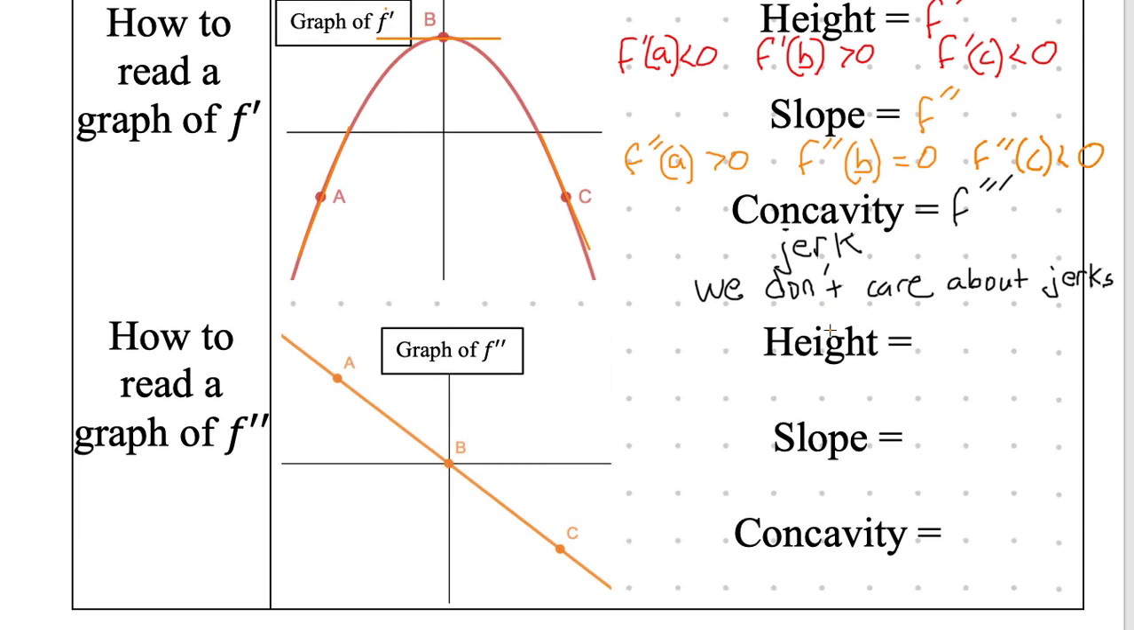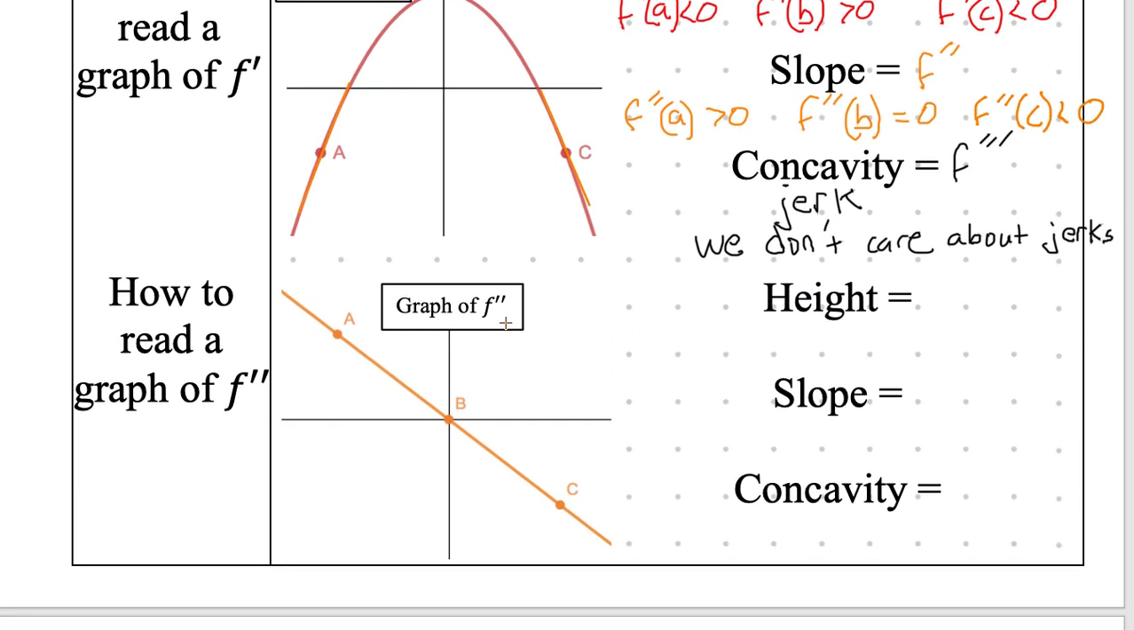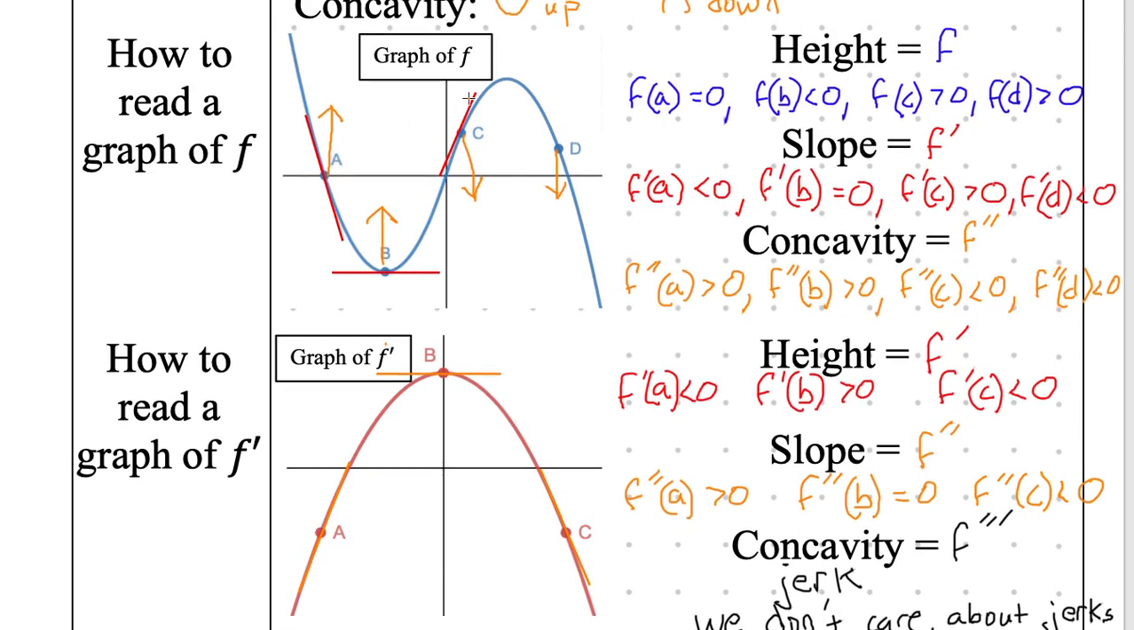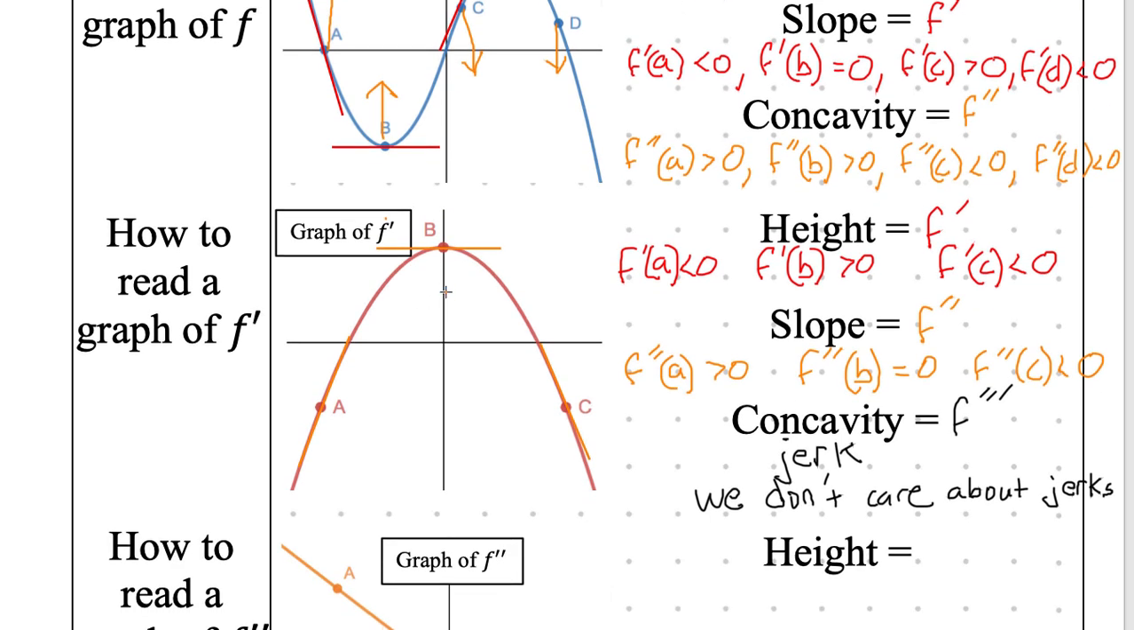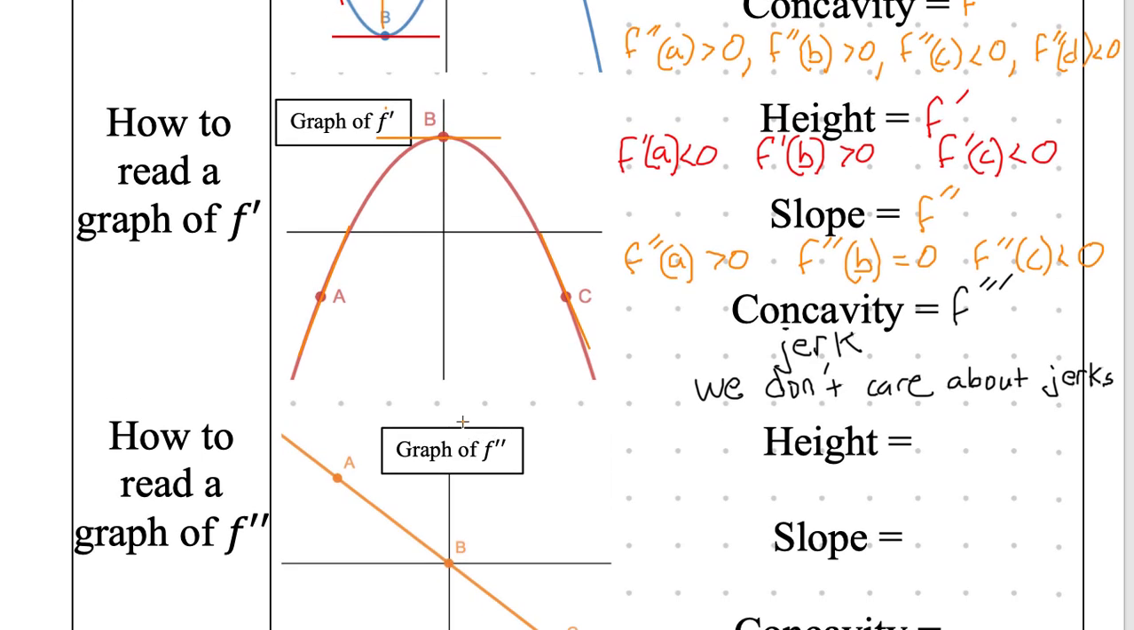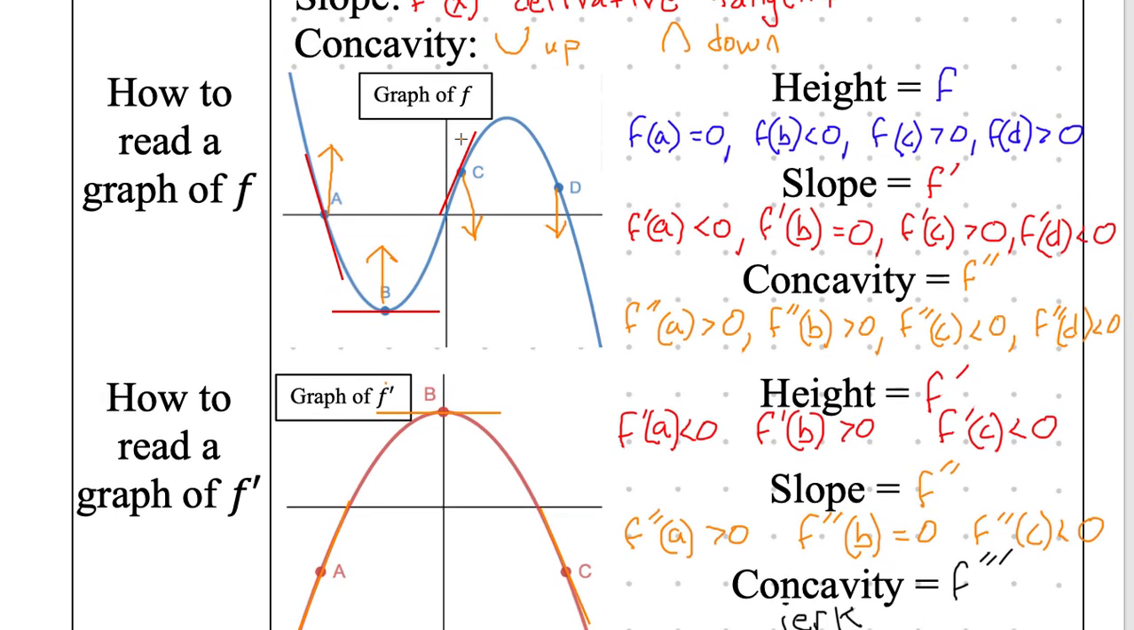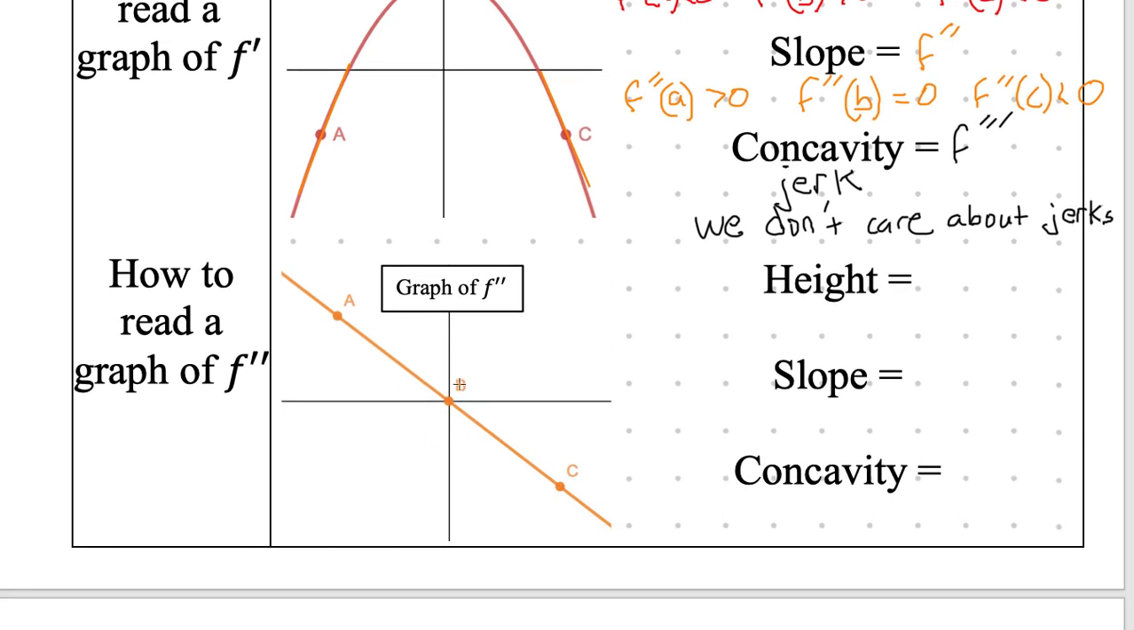I'm not even going to worry about doing this. So on a graph of f double prime, this is kind of cool. I took the graph of f, took the derivative, and I got this graph. I took this graph of f prime and I took the derivative. The derivative of the derivative is now f double prime. This is the exact same equation. If I take the second derivative, it automatically turns into this line.